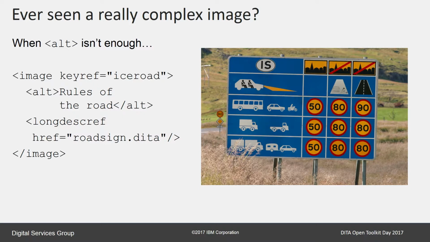But there is a longdescref, and that carries through to HTML. There's a longdescref that lets you link to another topic. And so you can have an alternate text, which the screen reader will say, you know, here's a very generic description of the image. It's rules of the road. But then there's an option to link off to a much longer description that can be an entire topic to describe this particular sign. You might need a whole topic.